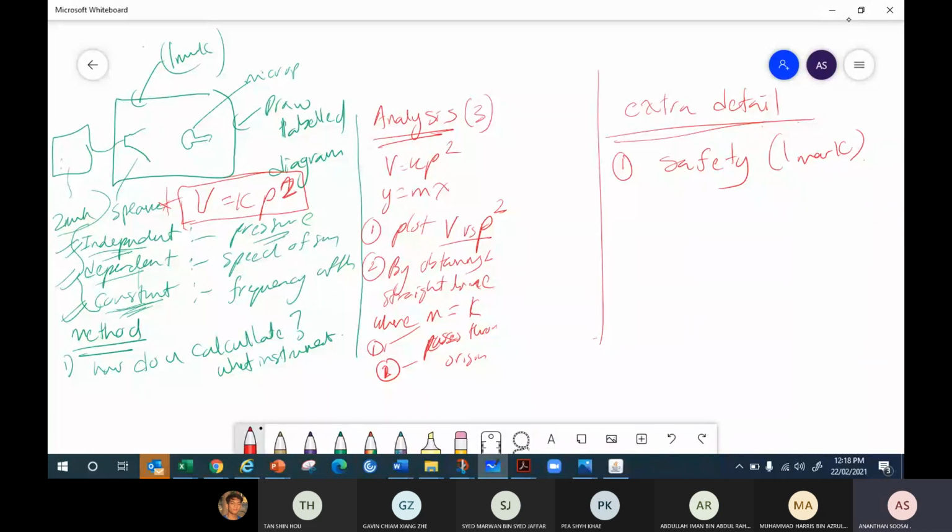But after that, 5 marks given for extra detail. Okay, what is extra detail? This is where students most of the time lose marks, 5 marks. Out of 15 marks, the difficult one to get is this 5 marks. What is extra detail? Extra detail marks the clarity in your explanation.